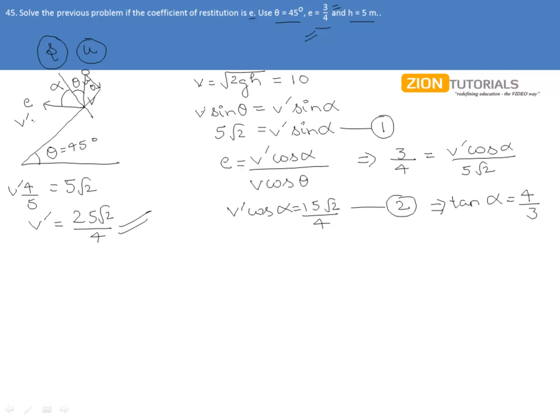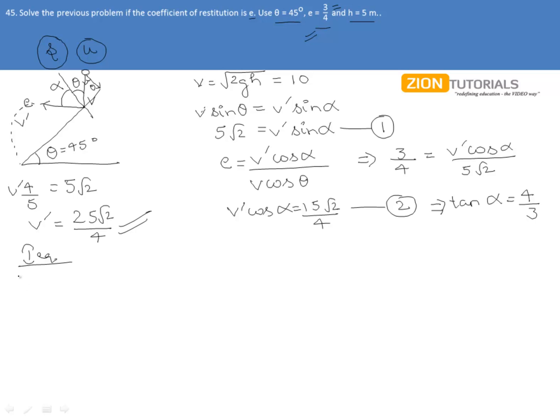In the previous problem it was equal to V because it was an elastic collision, but now it is not elastic. It has some value of E, so we did this part and we got V dash. Now the procedure is same. We will be finding the time of flight and then the distance covered. So let us employ the first equation of motion to get the time. It will be a projectile motion, right? So let us find the time it takes to reach the highest position.